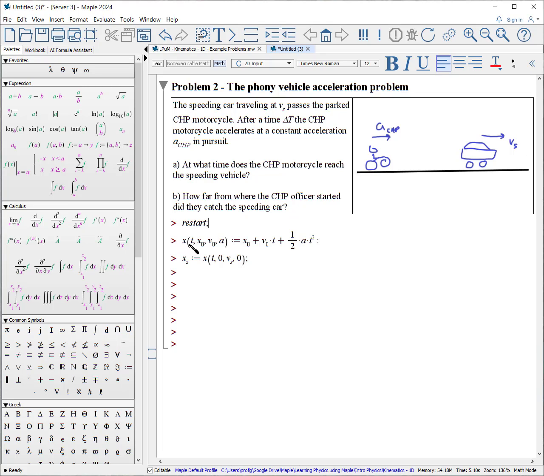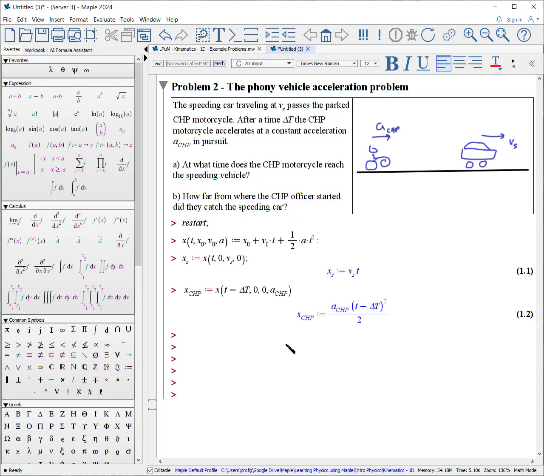Position is a function of time, the initial position, the initial velocity, and whatever acceleration there is. Therefore, the speeding car, since it starts passing the CHP at location x equals 0 with some speed and having no acceleration, that's its position as a function of time. However, the CHP vehicle leaves not at t, but some delayed time by delta t, again starting at the initial position with no initial speed and accelerating with some acceleration a_CHP.